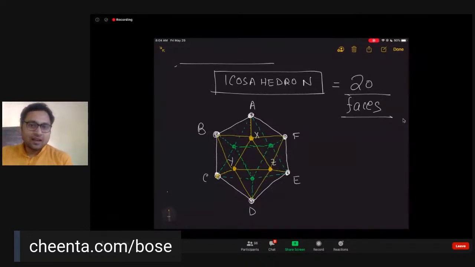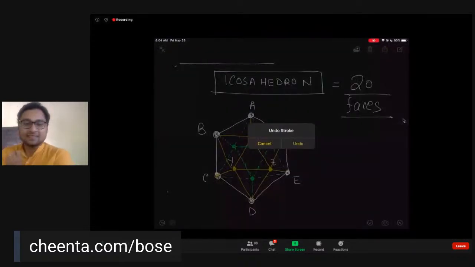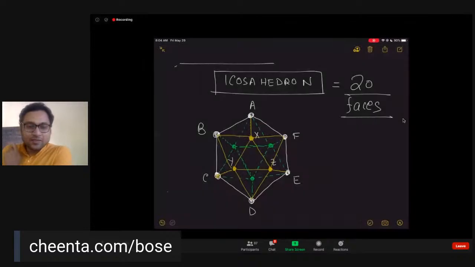Okay, now the picture is ready. Can all of you see this in the 3-dimensional world? It's a 20-faced solid, and you can sort of count it if you really are careful. It looks like a diamond.